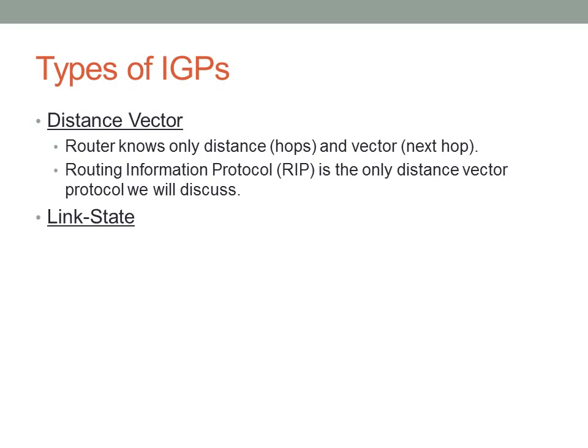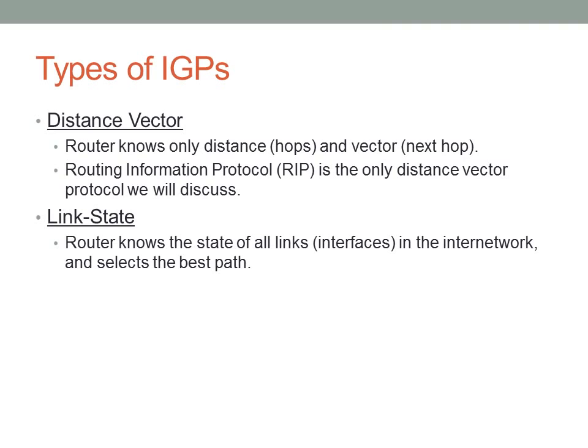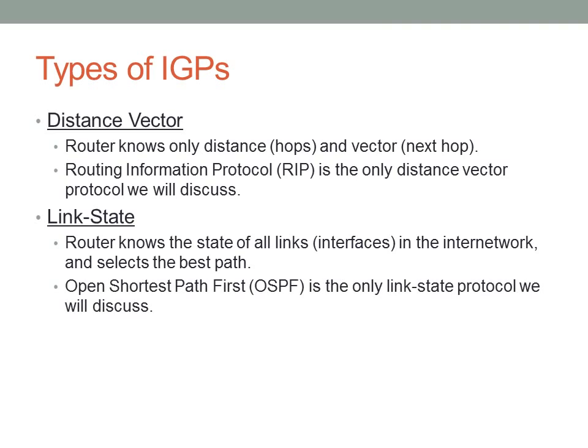Link state protocols, on the other hand, are actually more comprehensive, and the idea with a link state protocol is that each router knows the state of every single link in the network. So all routers know about all interfaces and then decide to choose the best path based on the interface status. So OSPF is the only link state protocol that we'll be talking about. So in OSPF, every single router knows about every single link in the entire network, every single interface.